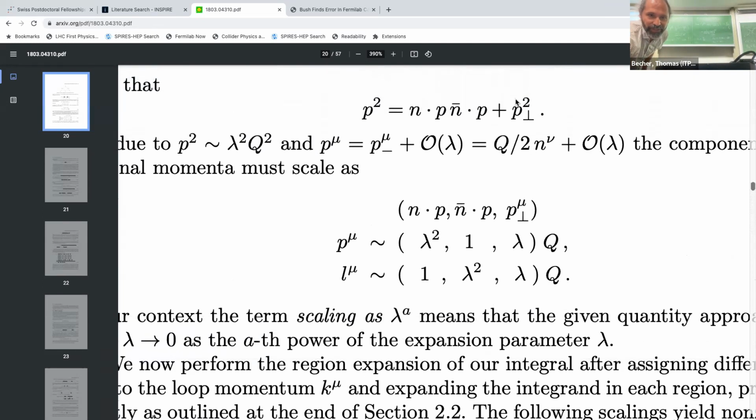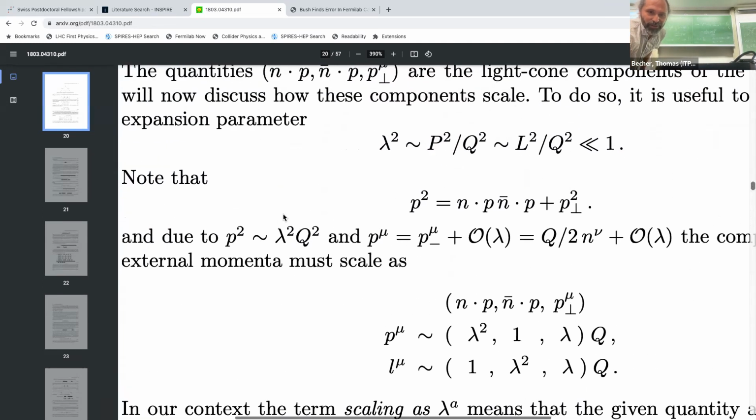The lambda is even defined somewhere. Yes, so the p squared is a small scale, m squared or whatever you want, the off-shellness, and I write this as lambda squared times q.